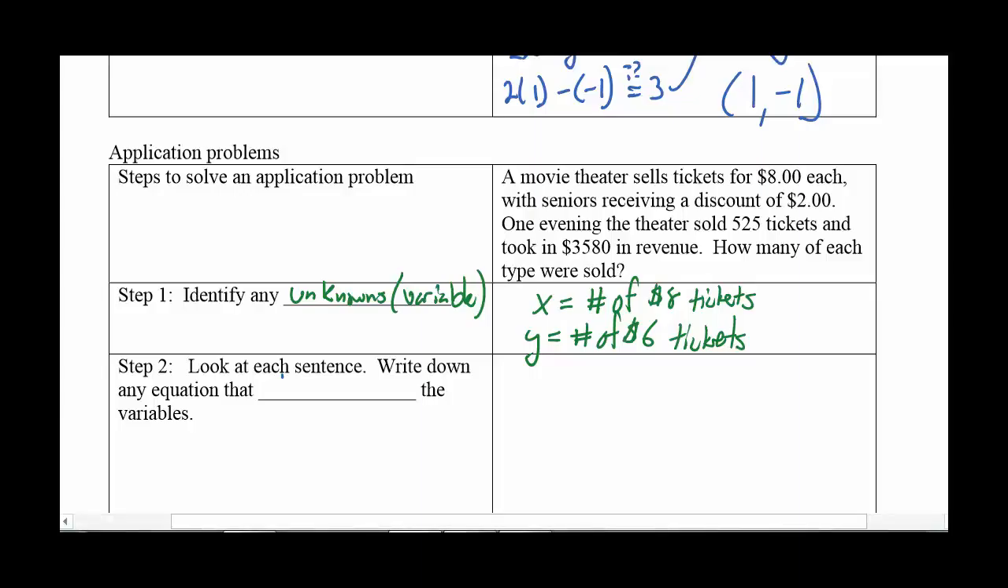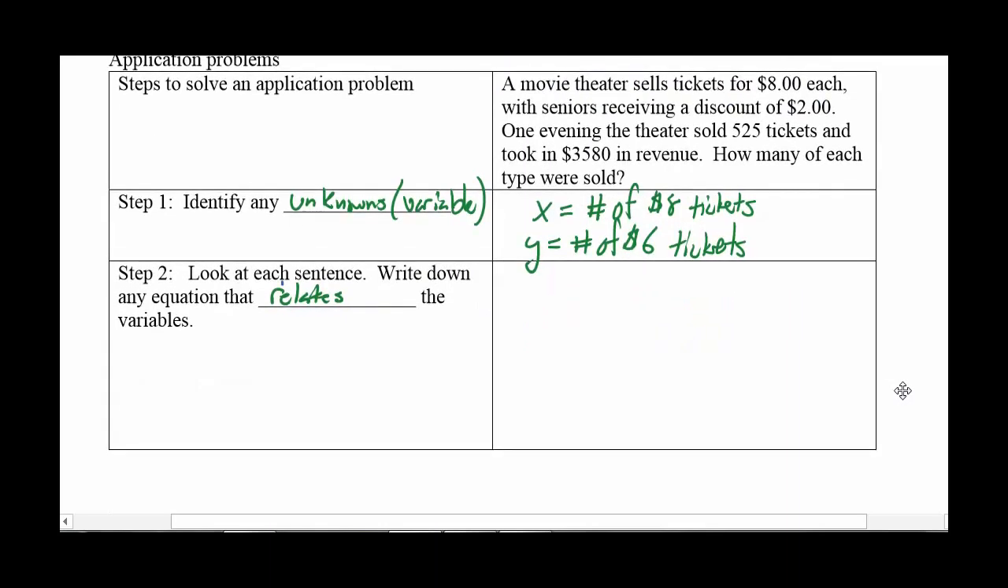Okay, so then step 2, we're going to look at each sentence and write down any equation that relates the variables. In other words, take a look at the sentences and see what equation we can write in terms of x and y. So in that first sentence, where we're told that there's $8 tickets and essentially $6 tickets, not much of a relationship we can write with x and y there, aside from figuring out that it was $6. The second sentence was a little more interesting.